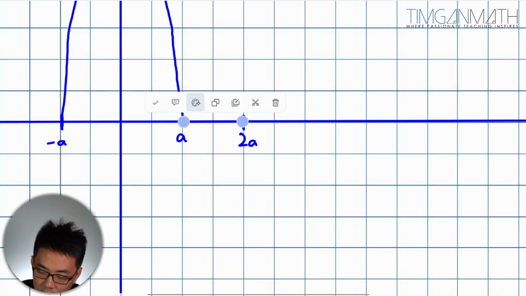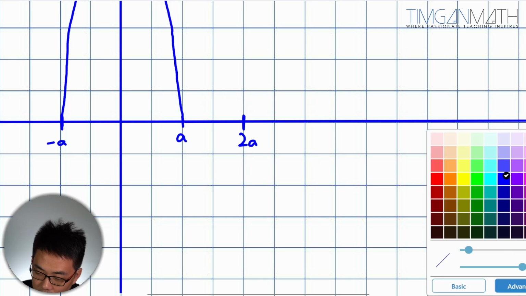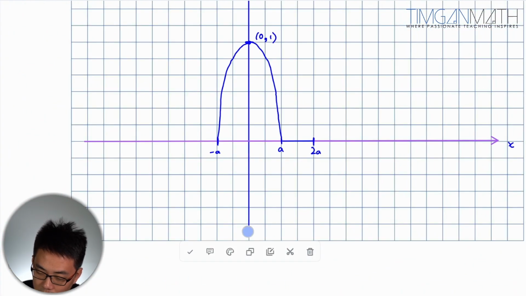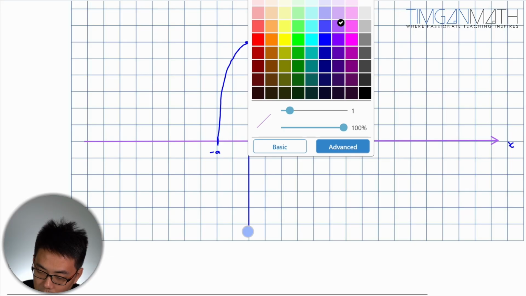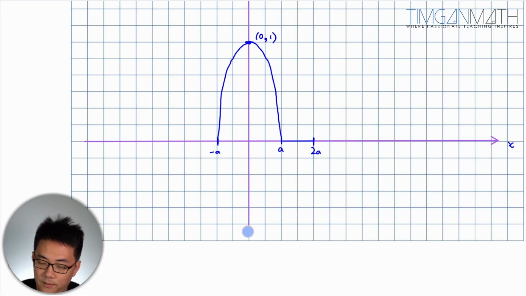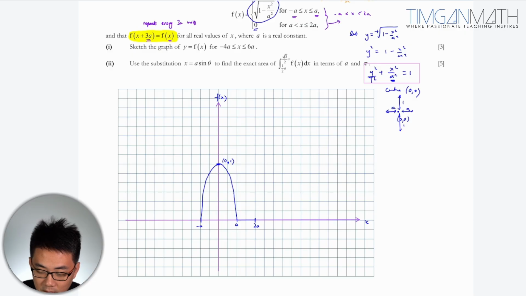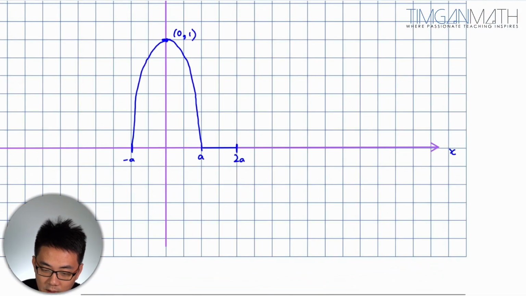So this one, please use another color. Maybe my axis should use another color then. Okay. Like that. There you go. So if you want minus 4A to 6A, this is one repeating unit here.